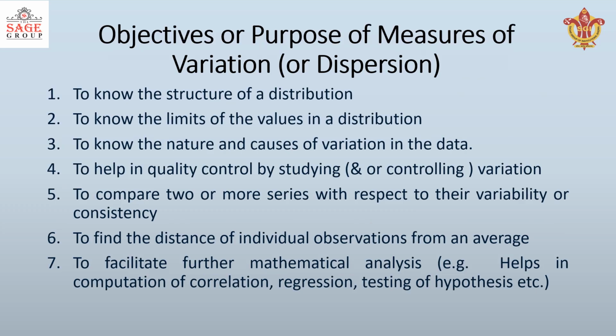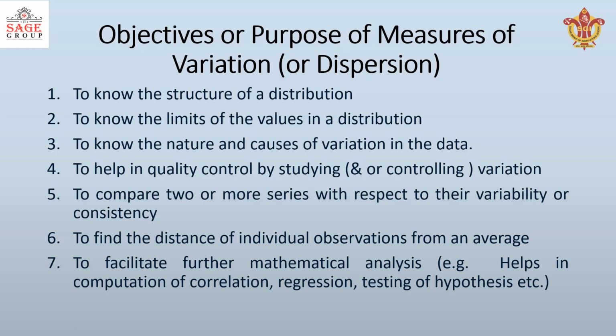Now, let us understand what are the objectives or purpose of finding a measure of variation. The different objectives are as follows. 1. To know the structure of a distribution. That is, if we get an idea about a measure of variation, we can find out whether the distribution is homogeneous or heterogeneous, or we can say something about the consistency of data in the distribution.